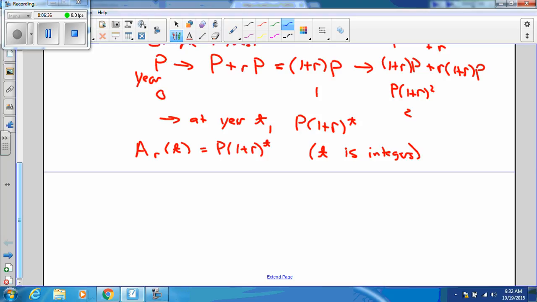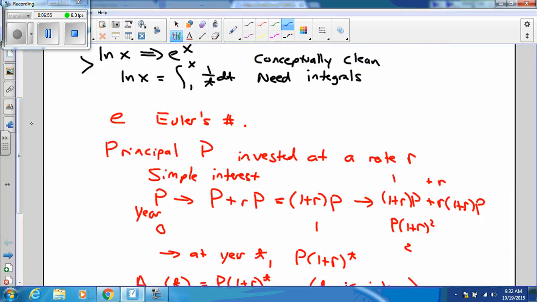So what they sometimes want to do is to have investments where the interest is applied several times a year rather than at the end of the year. And we call that compound interest. So the difference between compound interest and simple interest is, for simple interest, we have the entire R applied on December 31st.